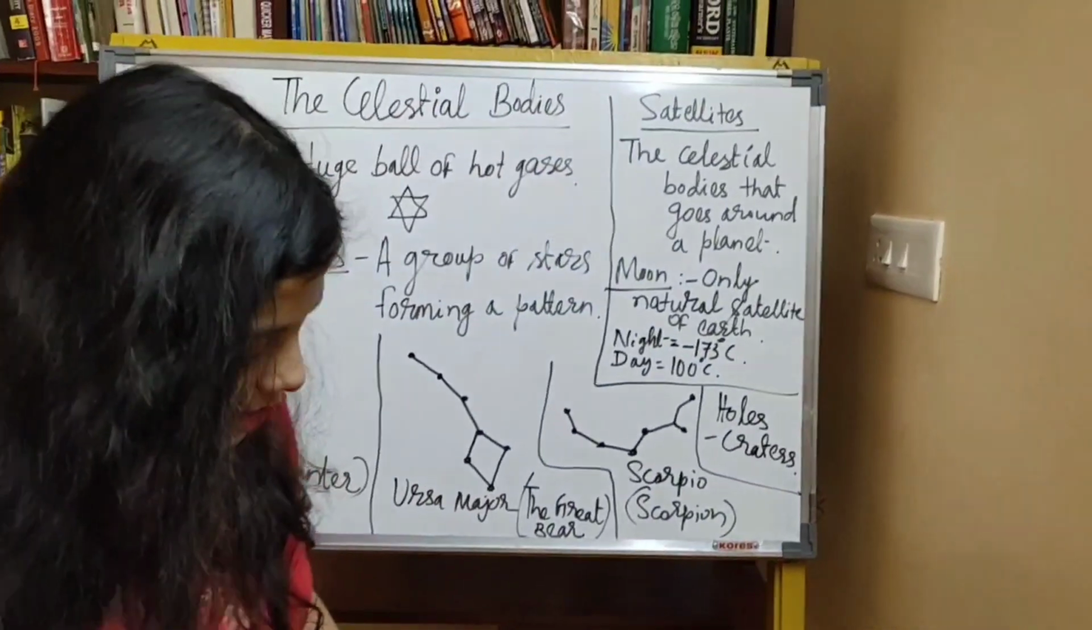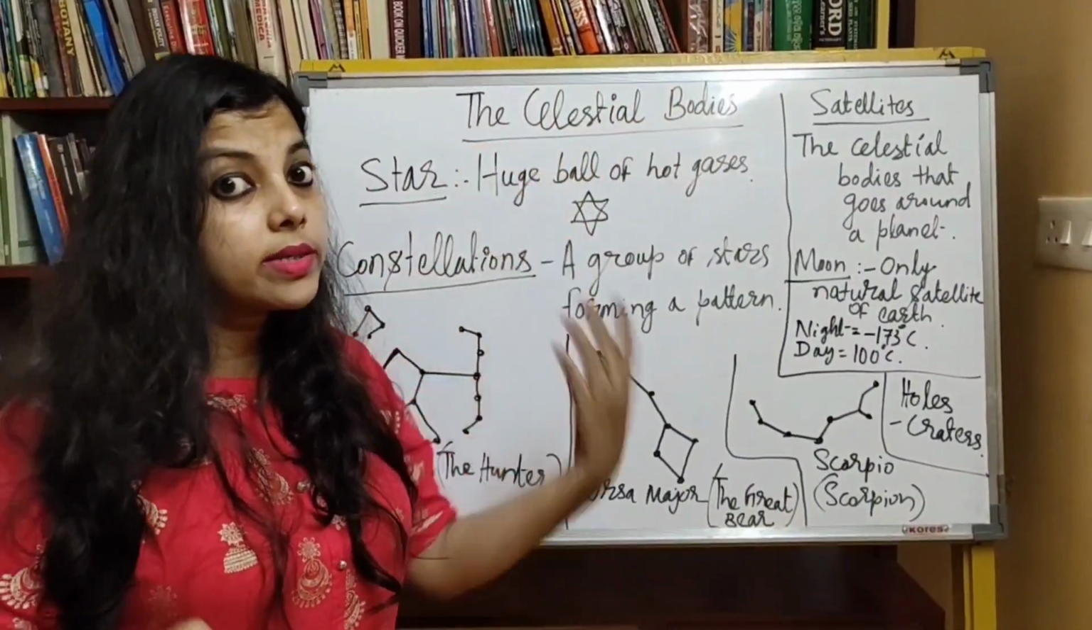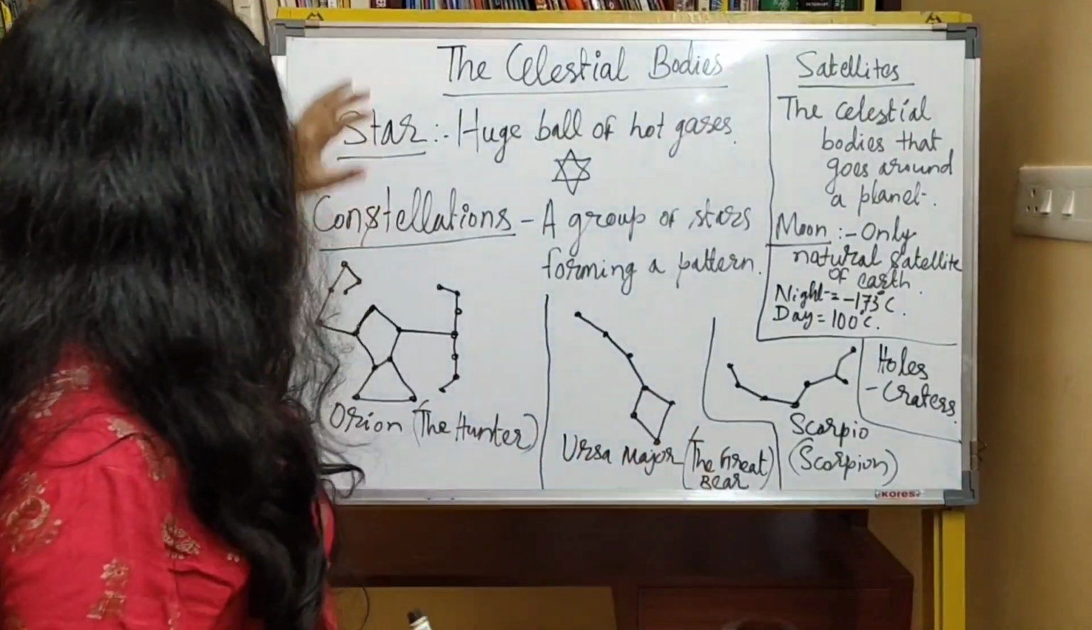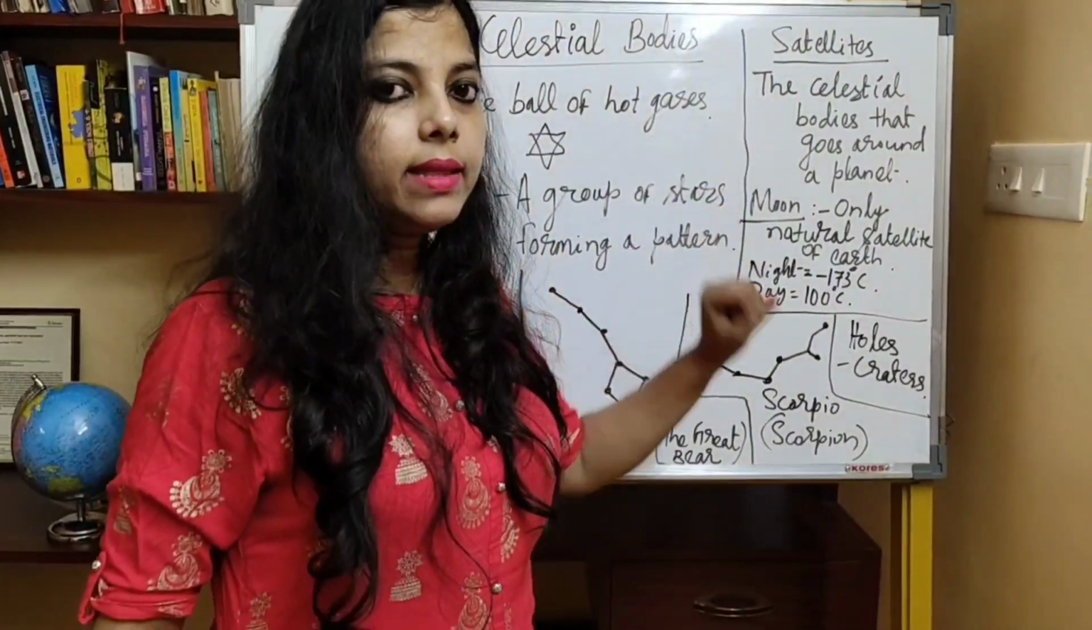So this is all we learned about the other celestial bodies actually, because we are already done with the 8 planets, right? So we learned about stars, constellations, satellites and the Moon.